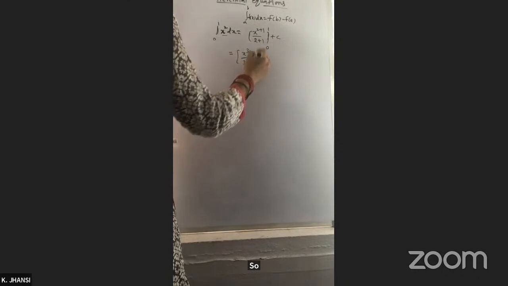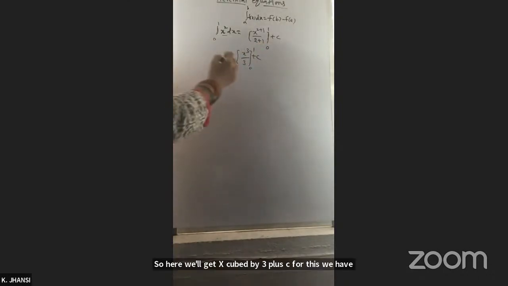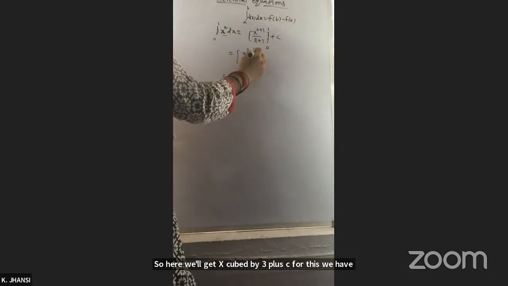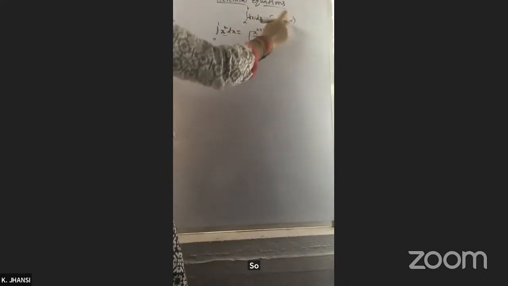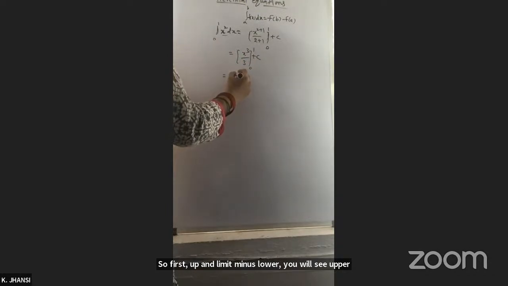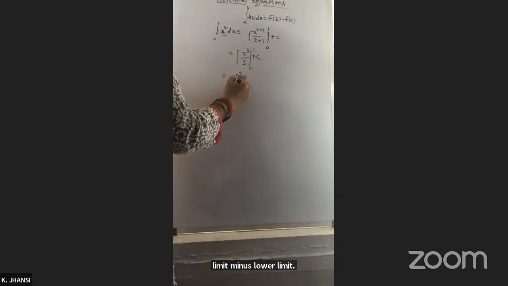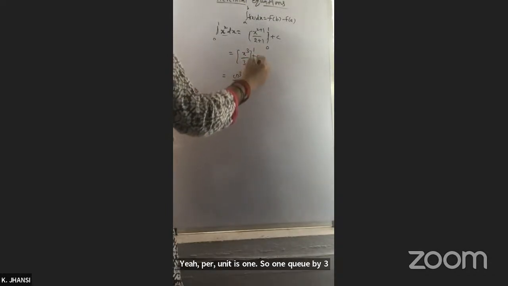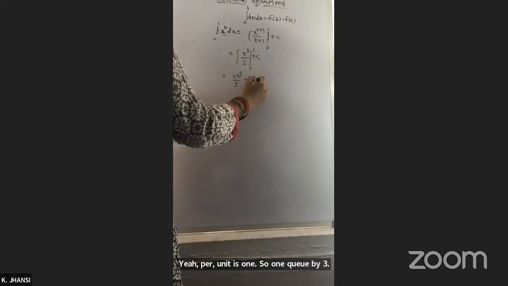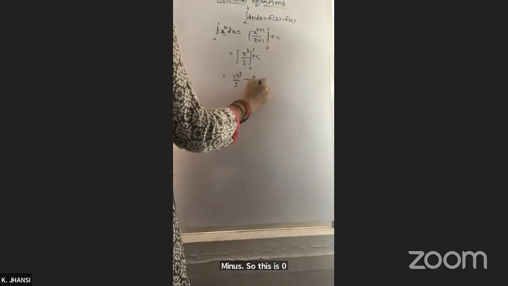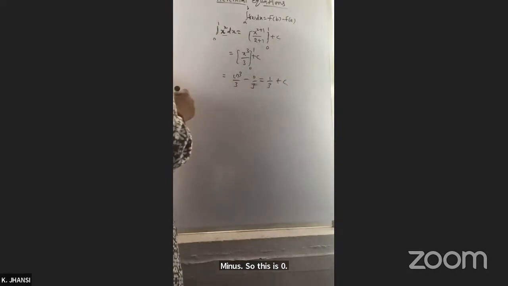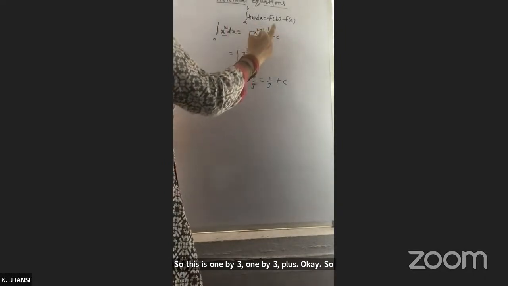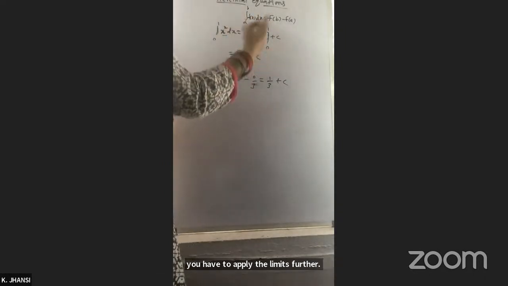For this we have the limits 0 to 1. First, upper limit minus lower limit. Here the upper limit is 1, so 1 cube by 3, minus the lower limit, which is 0, so 0 by 3. So we get 1 by 3. Like this you have to apply the limits to the given function after doing the integration.